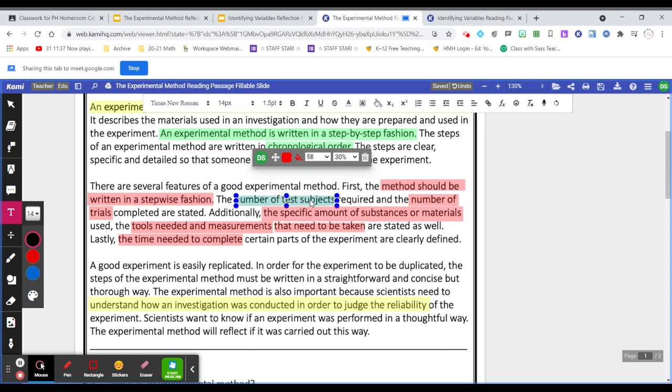The number of test subjects and trials. What else? We want to know how much of each material we used, what tools we needed, what measurements needed to be taken, and the time needed to complete, right? Seven different things. So I want you to pick any three and write those down as your answer.